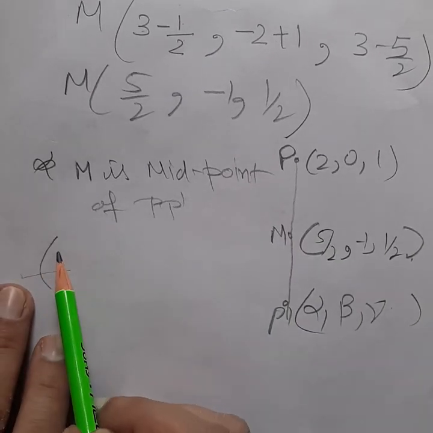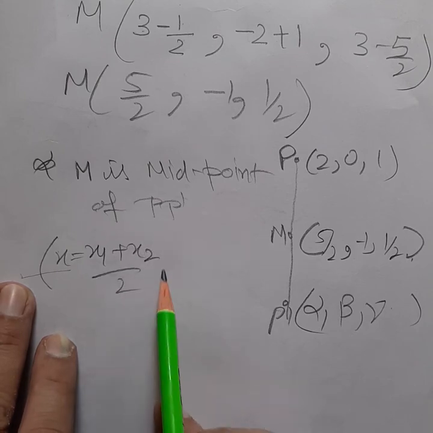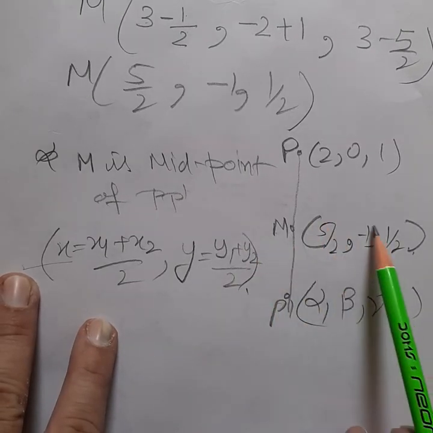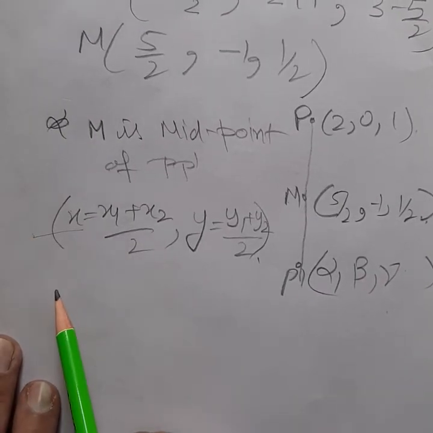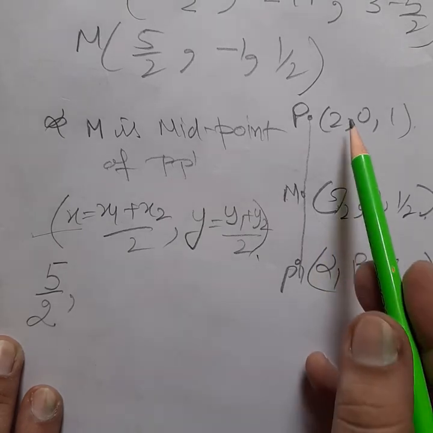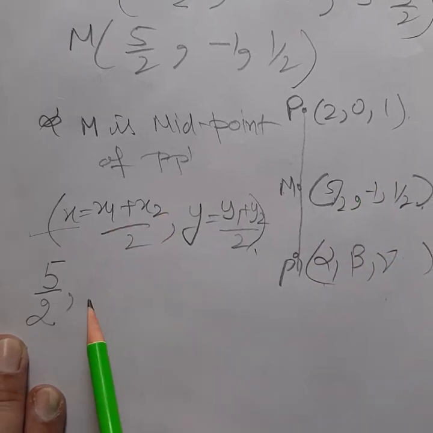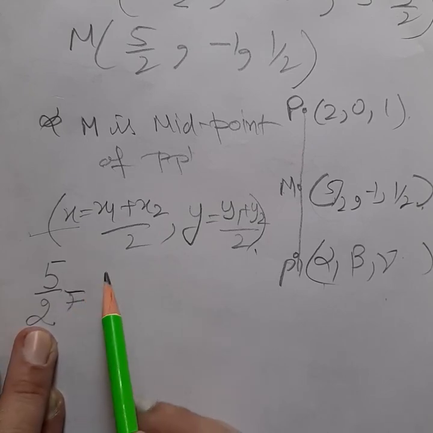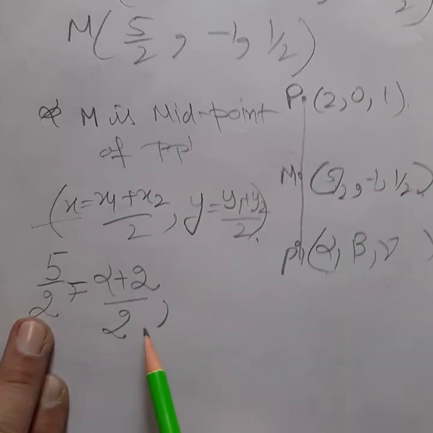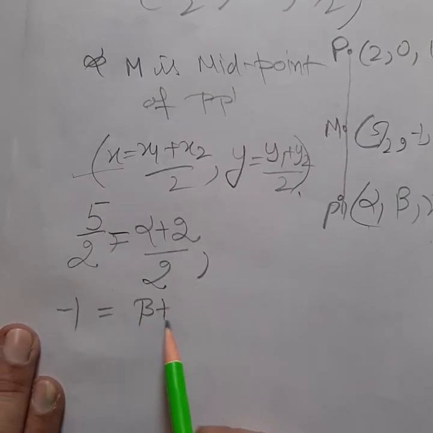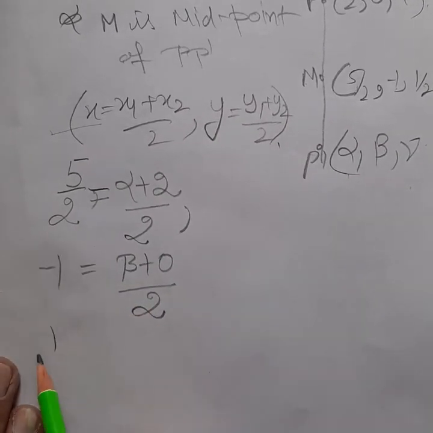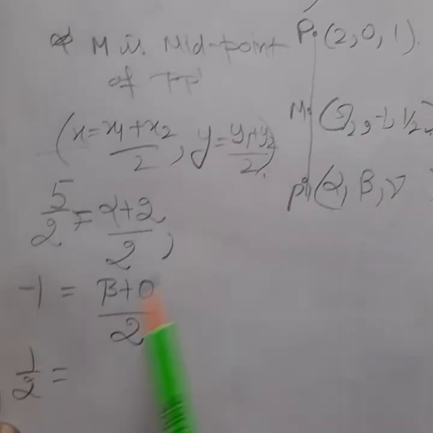So we know the formula of midpoint, that x is equal to x1 plus x2 upon 2 and y is equal to y1 plus y2 upon 2. Now, this point is the midpoint of PP dash. So you can write here 5 by 2 in the place of x, and 2 and alpha in the place of x1 and x2. So students, you can write here 5 by 2 equals alpha plus 2 upon 2. Now the next is minus 1 equals beta plus 0 upon 2, and for the third, 1 by 2 equals 1 plus gamma upon 2.